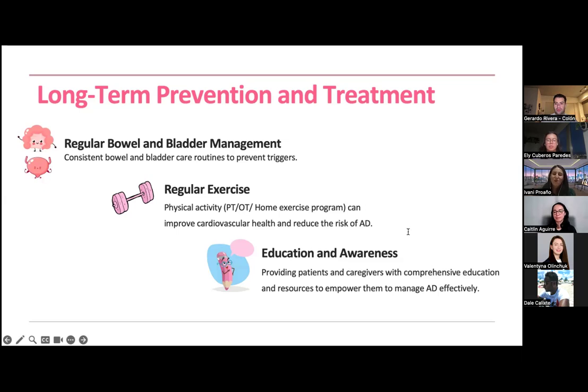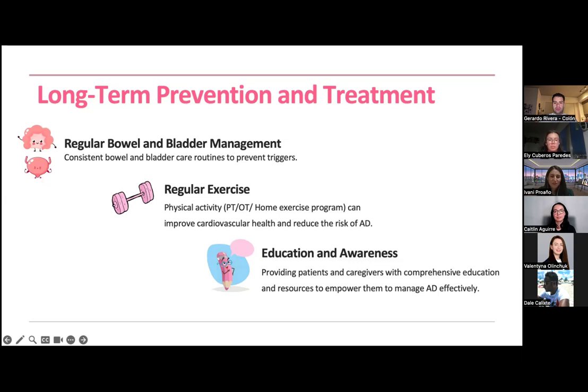And so we also want to encourage patients to have regular exercise, and this is done with physical therapy and occupational therapy. That's how we manage this while inpatient. But upon discharge, the physical therapist and occupational therapist will give the patient a home exercise program, and they will also meet with patients' families and do family training before the patient's discharged home. And this can improve the patient's cardiovascular health and reduce their risk for AD.